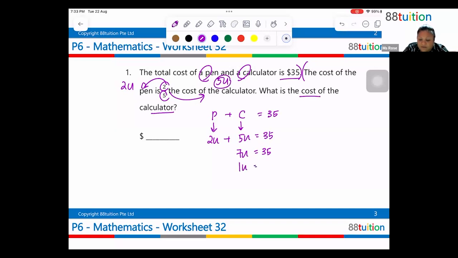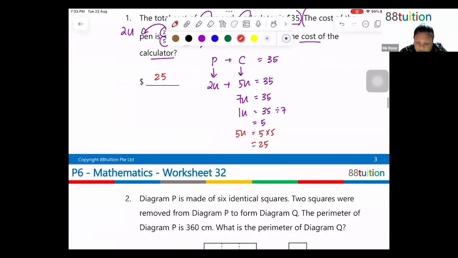So we want to find the cost of the calculator, which is 5 unit. So I need to first find the value of 1 unit to give me 5. Since the cost of the calculator here is 5 unit, that means we're finding 5 unit to give me 25. Okay, so that's $25. So the calculator costs $25.